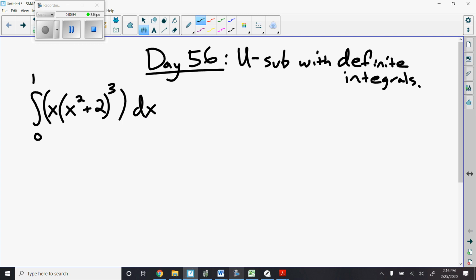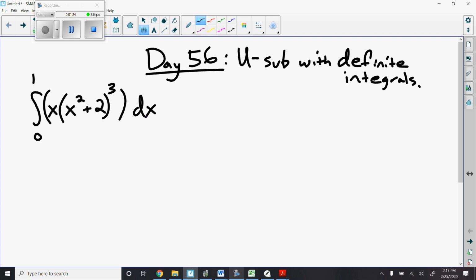Okay, so here we have a problem. We're doing the integral from 0 to 1 of x times the quantity x squared plus 2 cubed dx. Now the beginning of this is going to start off the same, whether it's definite or indefinite. We need to choose a u, and we need to find du, adjust it if necessary, and go from there.